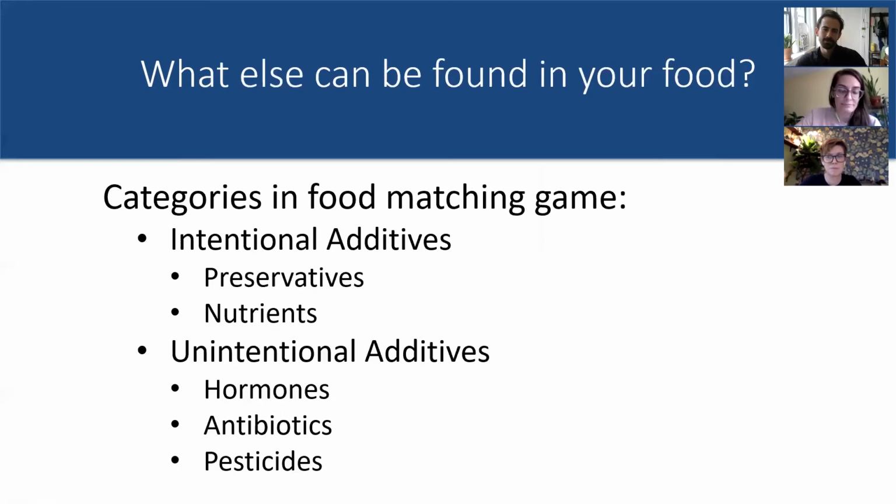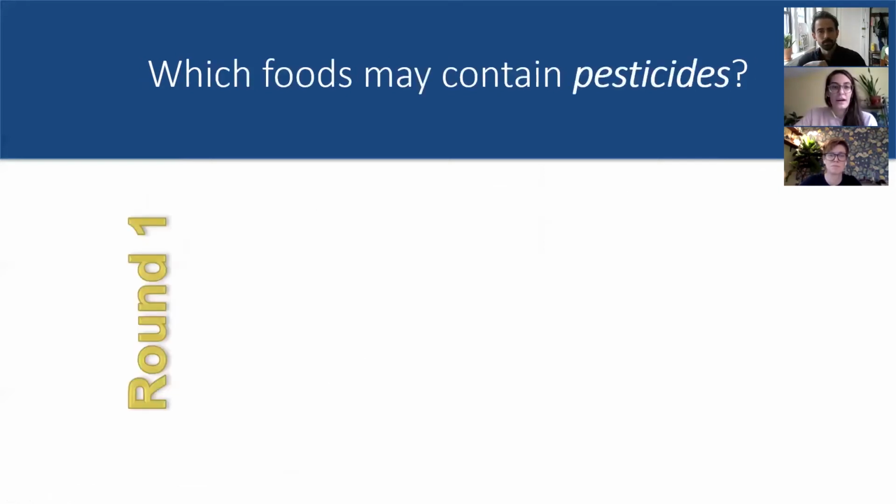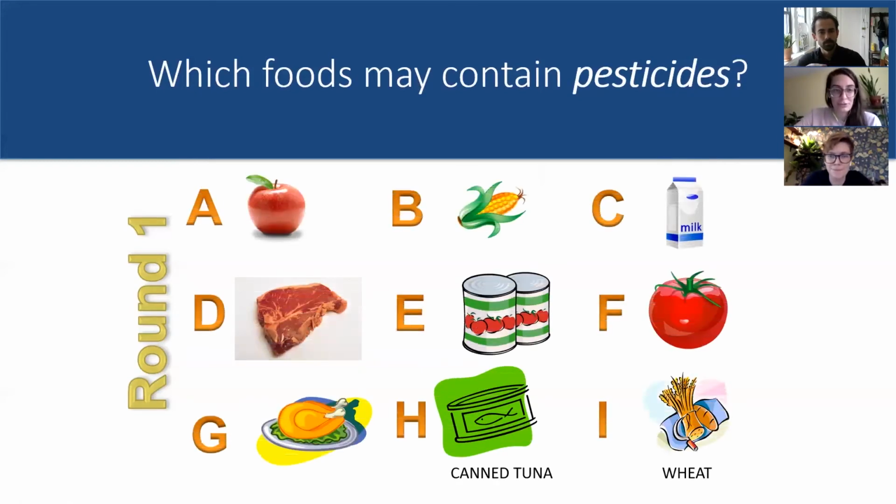So with that, I want to move on to doing a round of the food additive matching game, and we are going to be focusing on pesticides and the potential foods that they could contaminate. So with that, Peter and Liz, I'm going to show you these 9 different pictures of 9 different types of foods. So you guys can go ahead and discuss with yourselves and circle which of these foods do you think might contain pesticides?